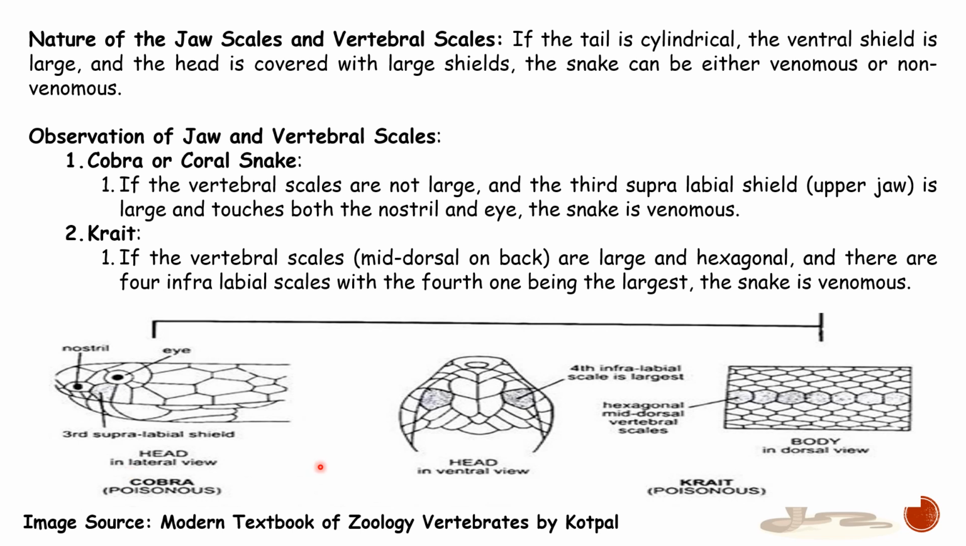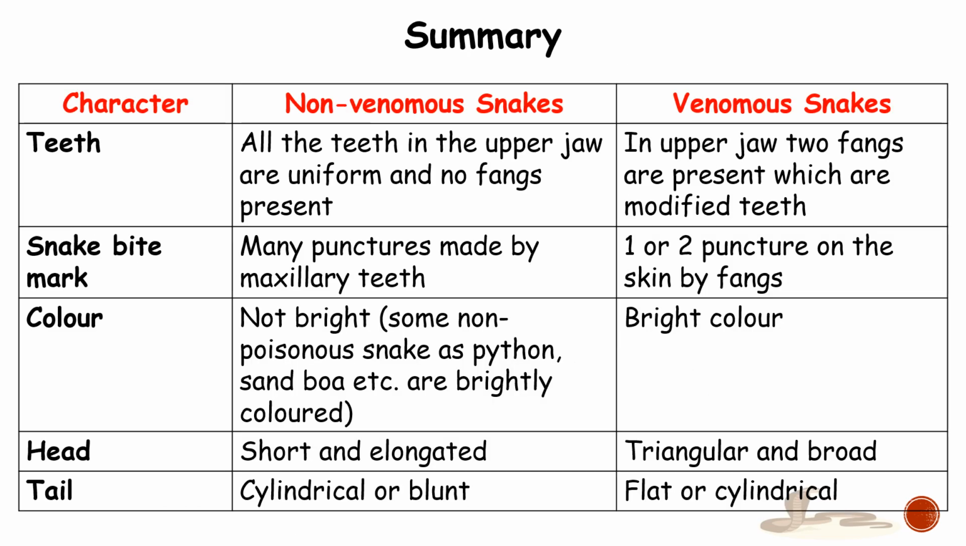Now coming to the second category, if the vertebral scales are large and hexagonal, you can see the clear-cut hexagonal marking here, then again this snake is very venomous. It belongs to the category of krait. So this is how we can identify, by seeing all these five or six characteristics, whether the snake belongs to the poisonous or non-poisonous category.